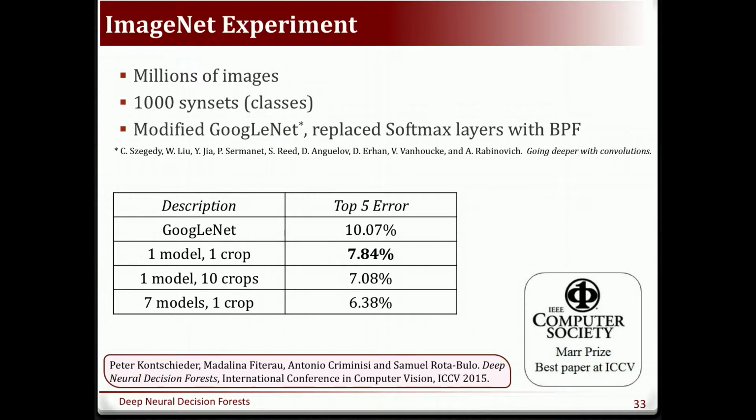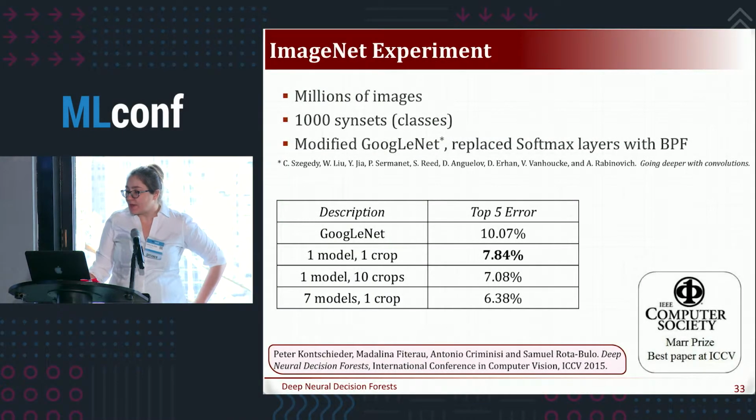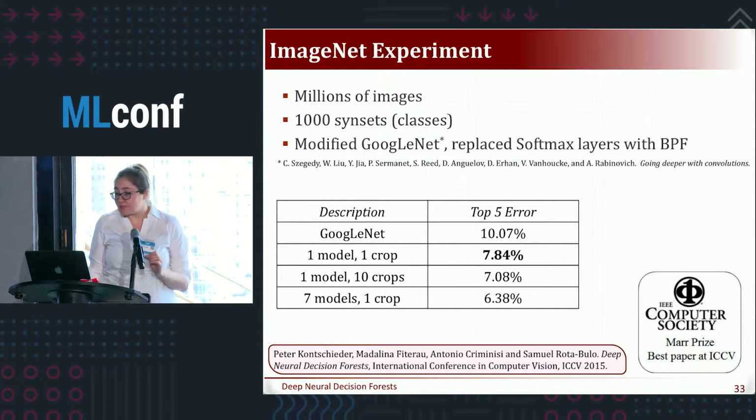We tested deep neural decision forests on ImageNet, the 2014 version, which contains millions of samples and about 1,000 classes. We modified GoogleNet by replacing softmax layers with backpropagation forests. Now, with this modification, we reduced the top 5 error from 10% to a little below 8%.